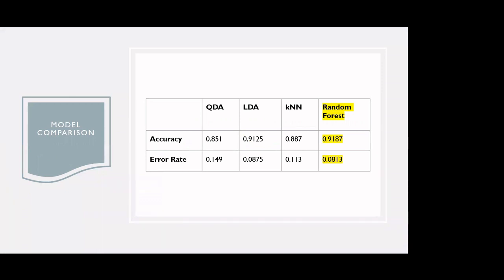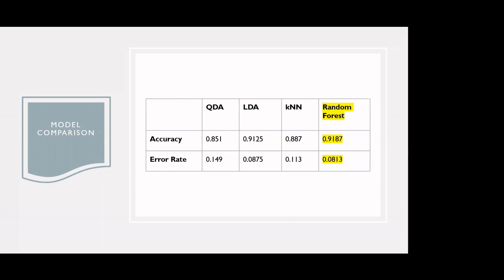After we computed all of our models, we decided it was time to compare each one to see which performed the best. The QDA has about 85% accuracy with a test error of almost 15%. LDA is around 91% with an error rate of 0.0875. KNN is 0.88 with a test error of 0.11. And Random Forest had an accuracy of 0.918 with an error rate of 0.08.